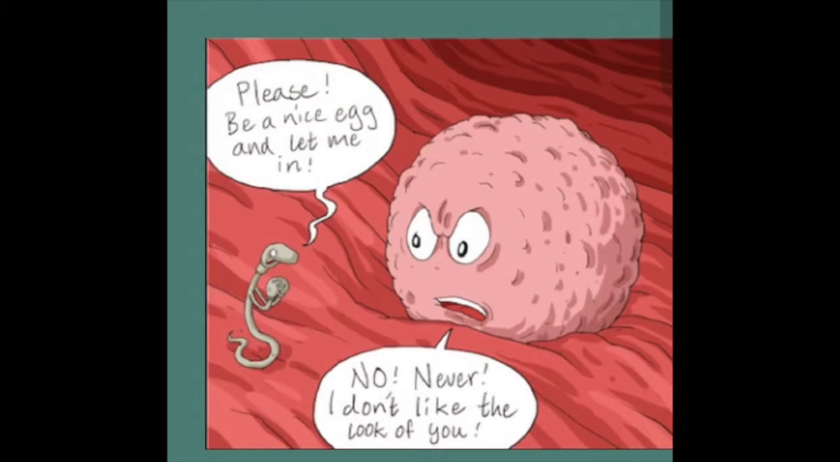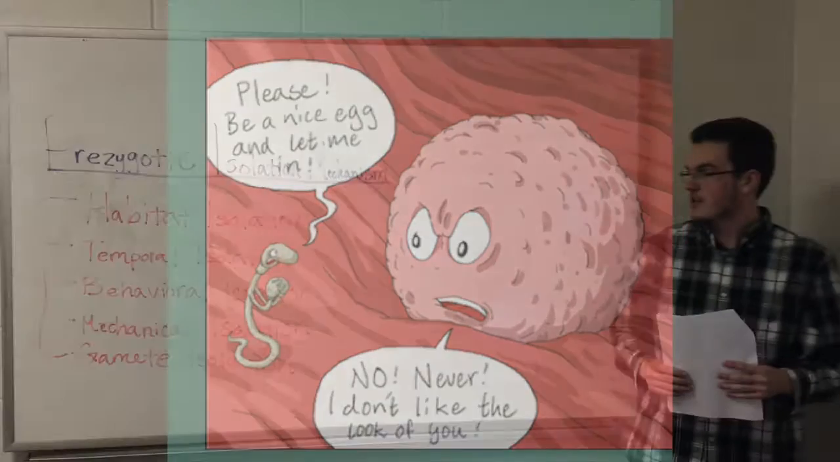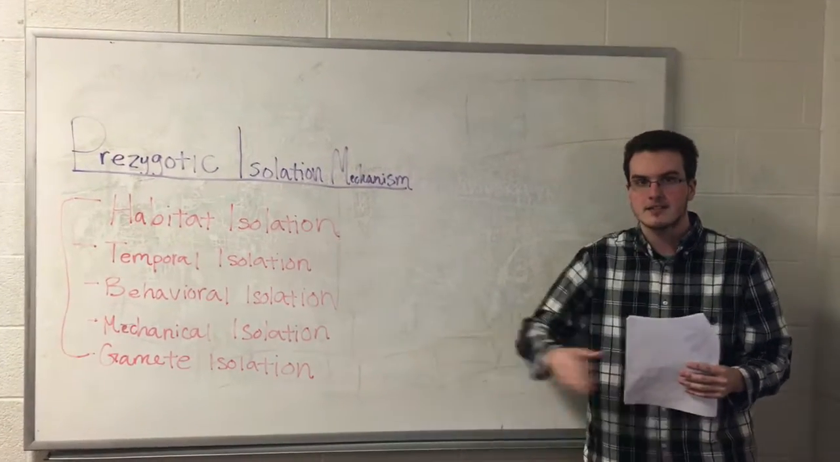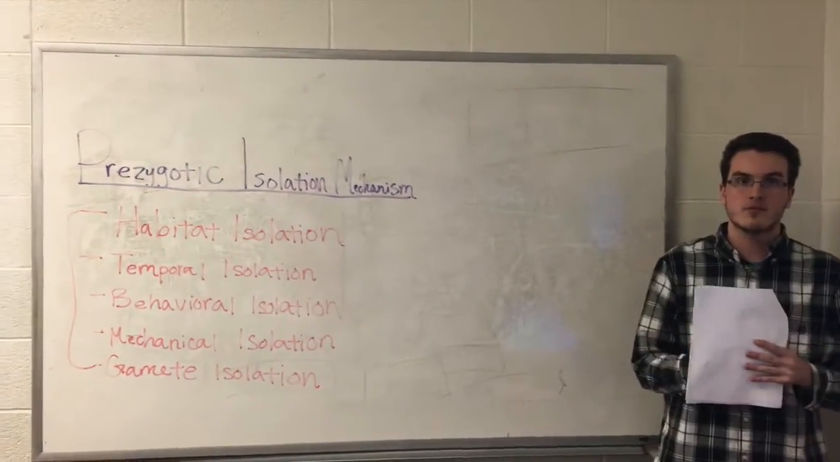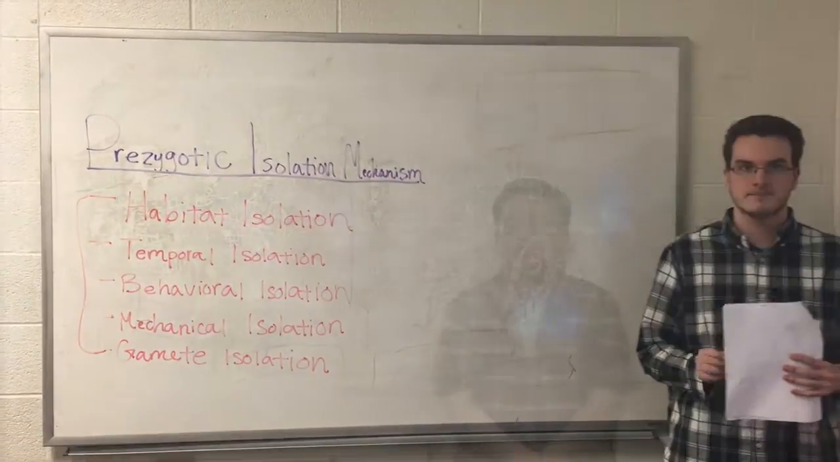Gametic isolation is a type of prezygotic barrier where the gametes, egg and sperm, come into contact but no fertilization takes place. There you just saw an example of gametic isolation. Those two different gametes were not able to form together into one zygote.